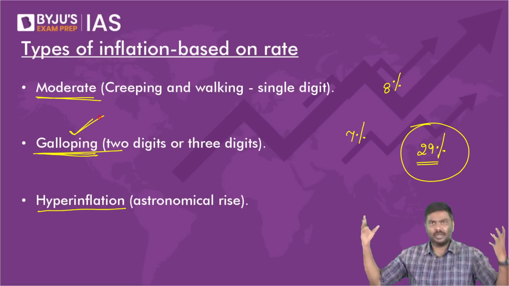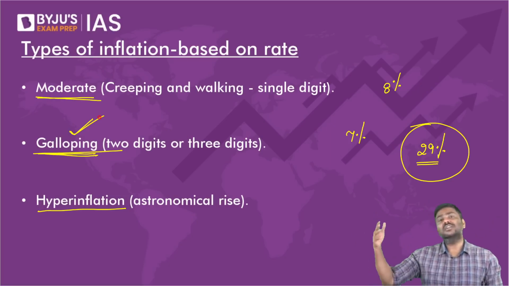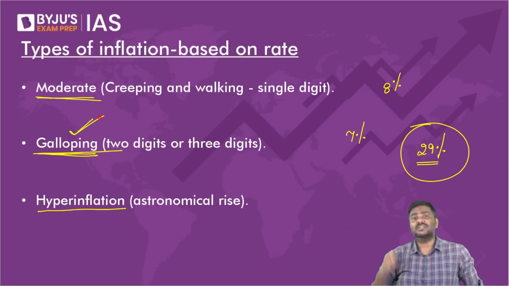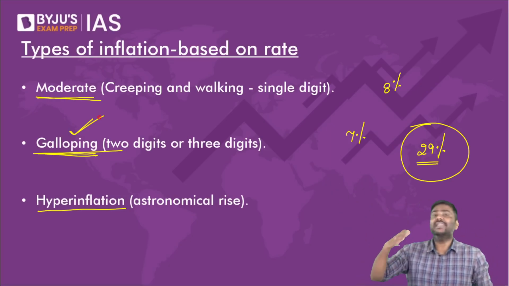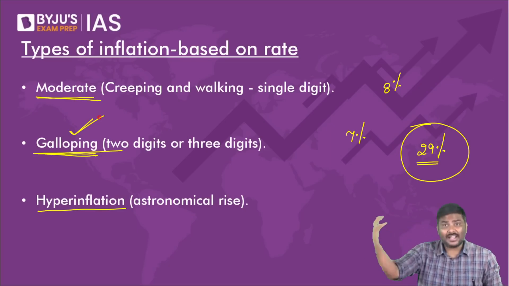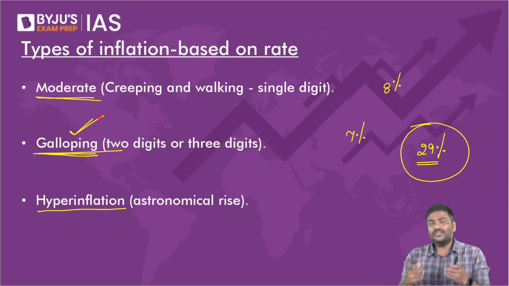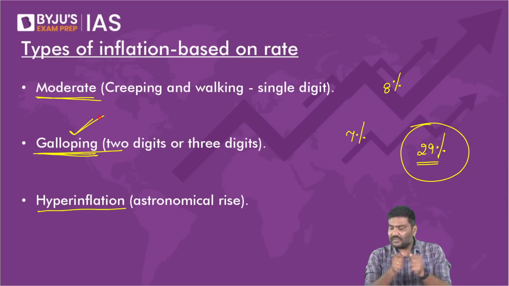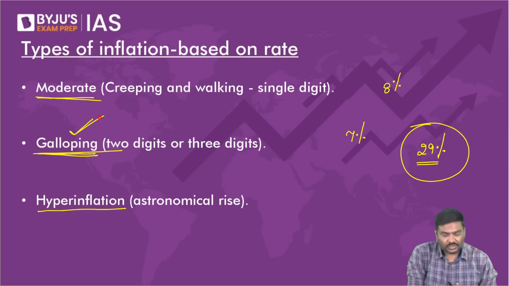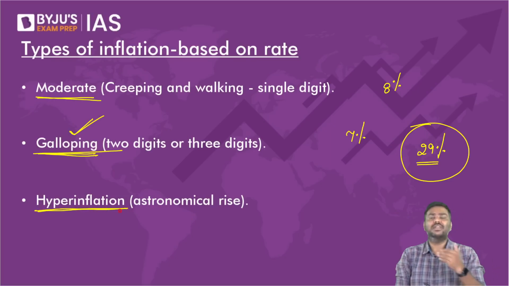And whenever the inflation rate is a very, very high number, for example, inflation rate can be 80,000%. Inflation rate can be 2.7 lakh percent. Whenever the inflation rate is very, very high, we'll refer to this as hyperinflation.